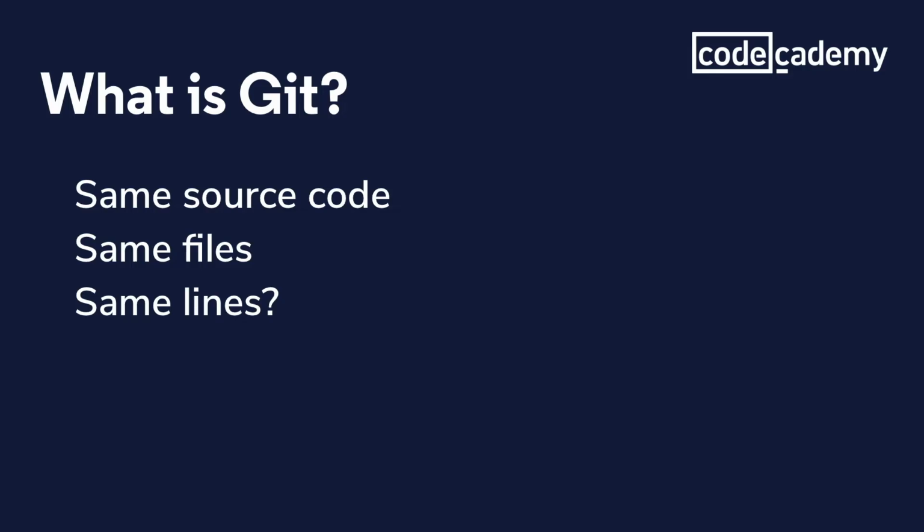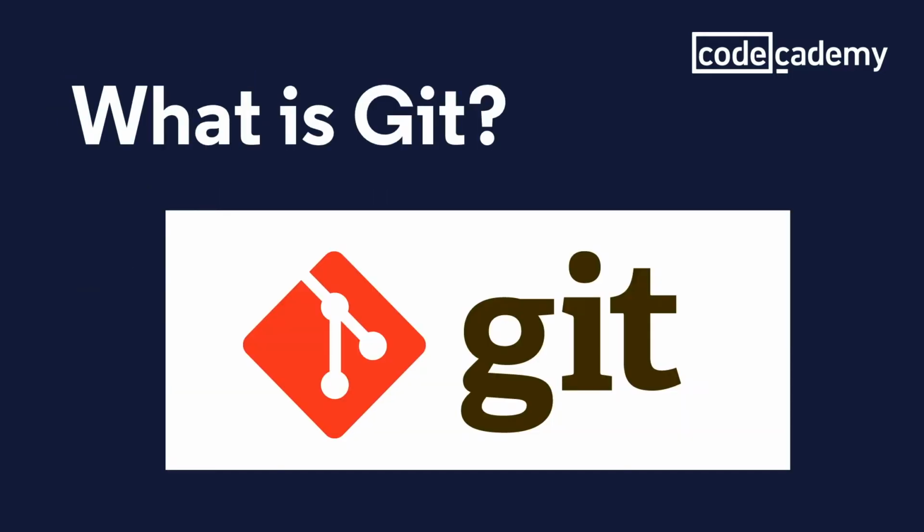Now, put yourself in the shoes of a team of developers, and you have a single source code base that you're all working off of. But each of you has different tasks that you're working on. Somebody might be updating the front end, somebody might be updating the back end. But each of those changes kind of affects the other. What happens when multiple people need to work off of the same source code, if it's the same files and even the very same lines?